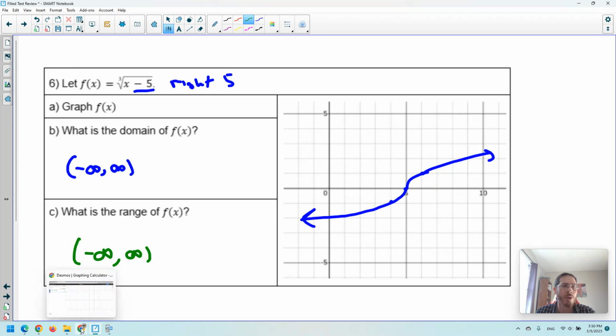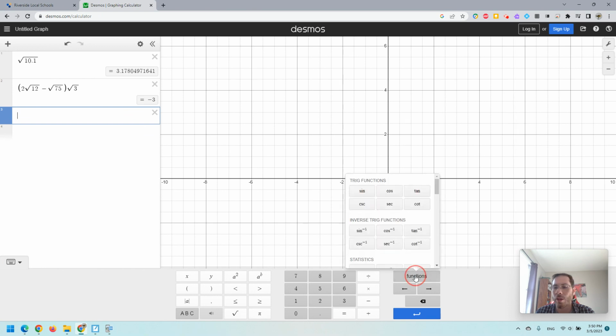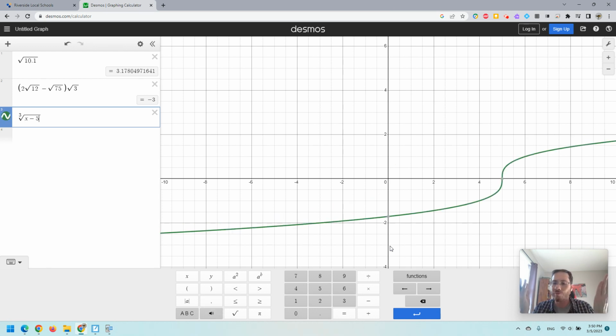Again, this is another one where if we want to graph it, we can graph it with our calculators. We've got cube root x minus 5. Remember, if you want to click on the cube root, it's all the way down at the bottom of the functions. Cube root x minus 5. And we can see there's what the graph looks like. That's what we've already graphed.